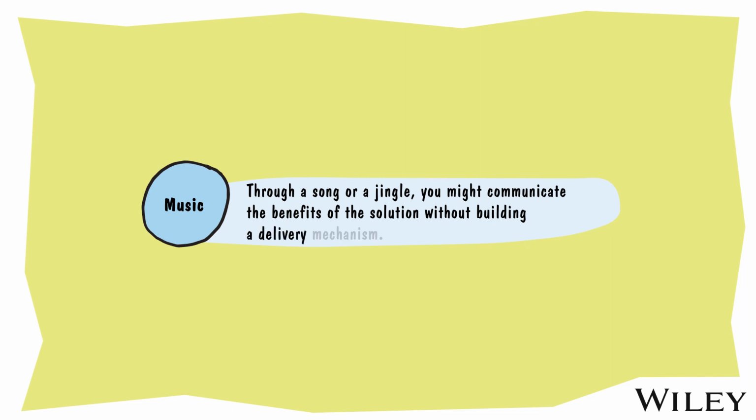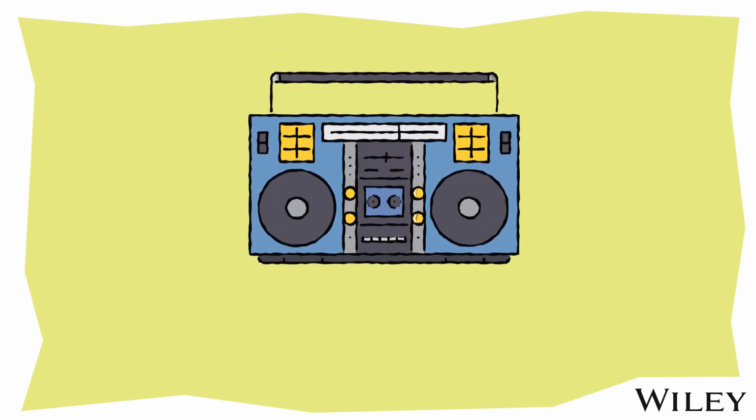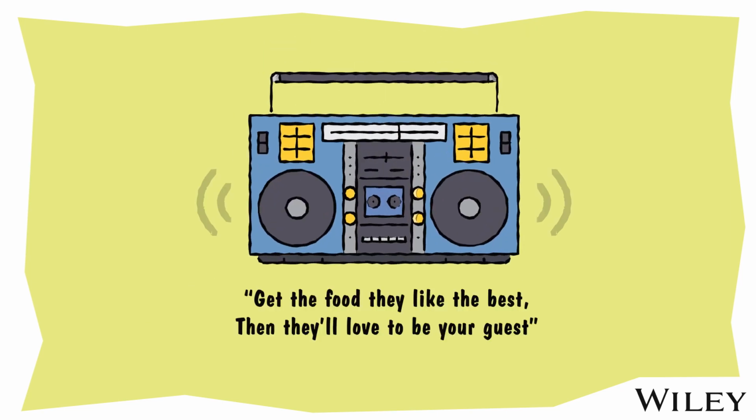One more powerful medium that can be used for prototyping is music. Through a song or a jingle, you might communicate the benefits of a solution without building a delivery mechanism. In the case of your menu planning app, you could write and perform a brief song highlighting how easy it is to use and how good a customer will feel when she plans her gatherings around food that her guests love to eat.